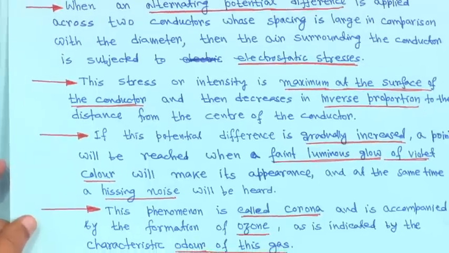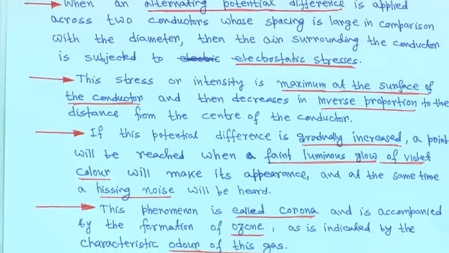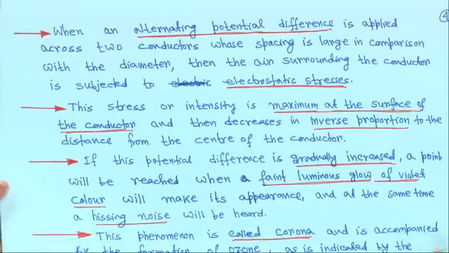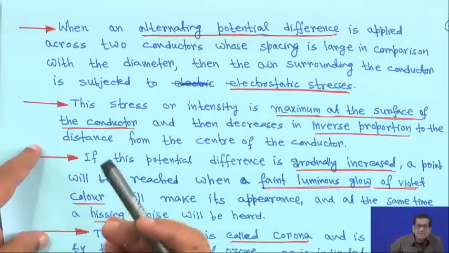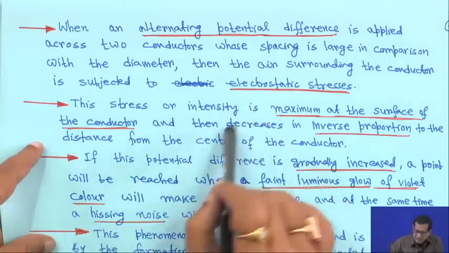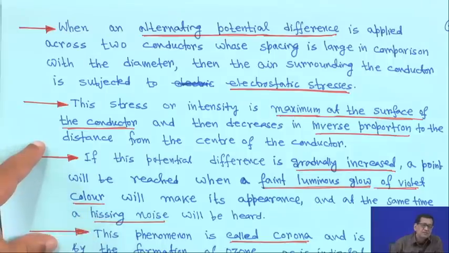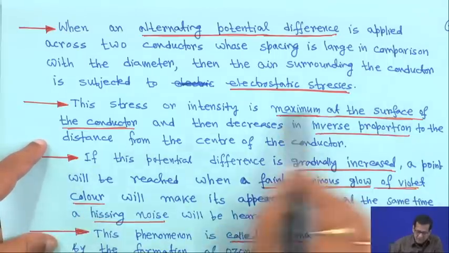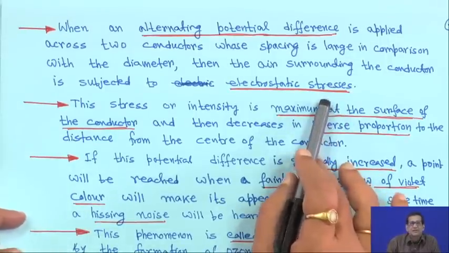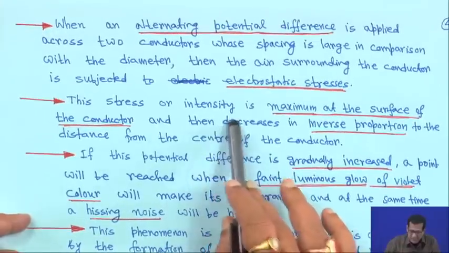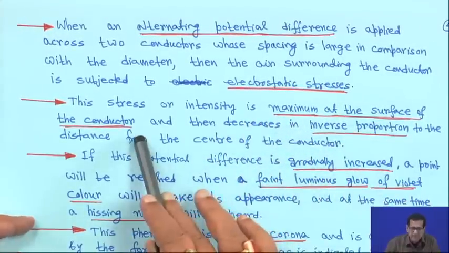Now, when an alternating potential difference, that is AC voltage, is applied across two conductors, as in an overhead transmission line, whose spacing is large in comparison to the radius or diameter of the conductor, the air surrounding the conductor is subject to electrostatic stresses. This is known to you. The stress or intensity is maximum at the surface of the conductor, that we know.